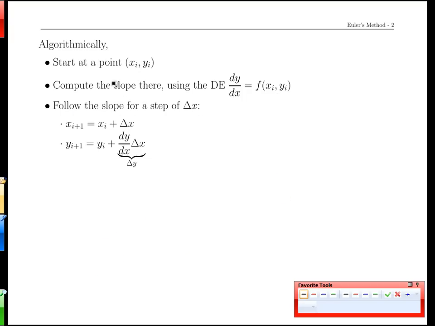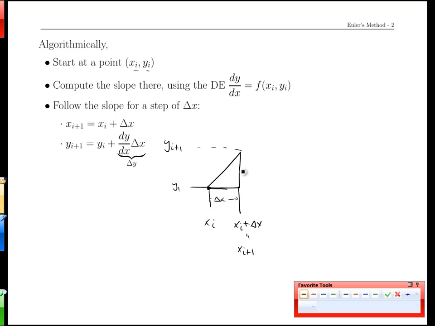Here it is more formally. Notice we're going to put subscripts here because we're going to have x points and y points that change over iterations. So i is going to be the iteration. We compute the slope, and then we follow the slope for a step of delta x. And it's worth drawing the picture here. If we're at x_i, y_i, and we take a step of delta x, I'll make this very large to make it obvious. What's our new point? Our new point x_(i+1) is our old x plus delta x. Where does our y coordinate go?